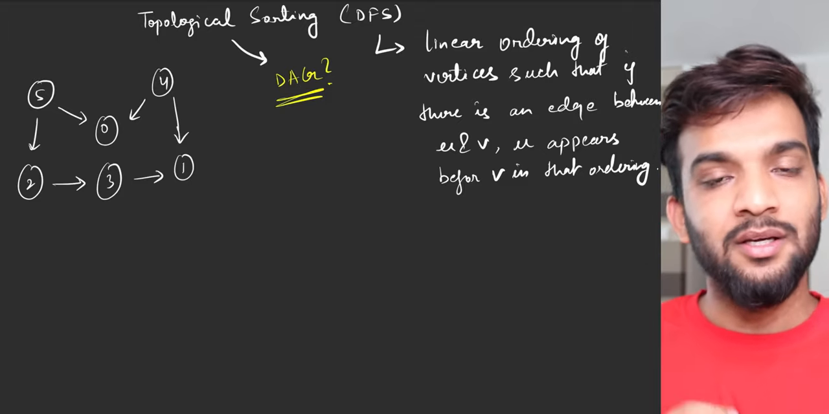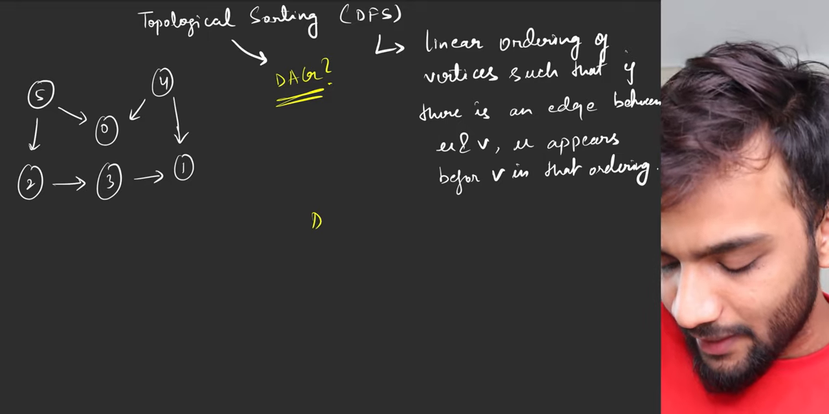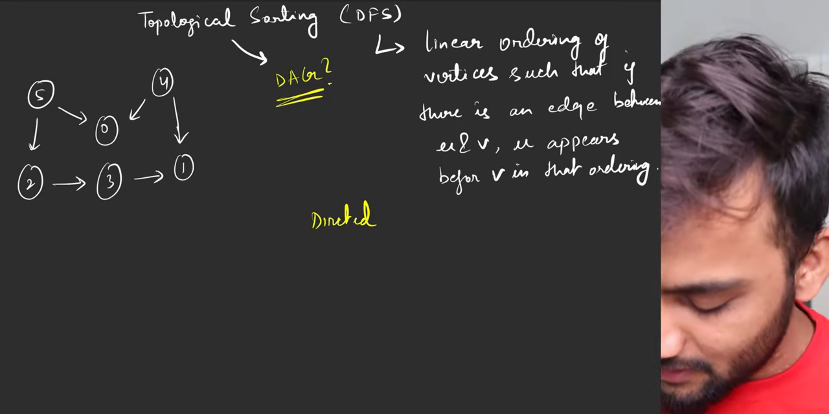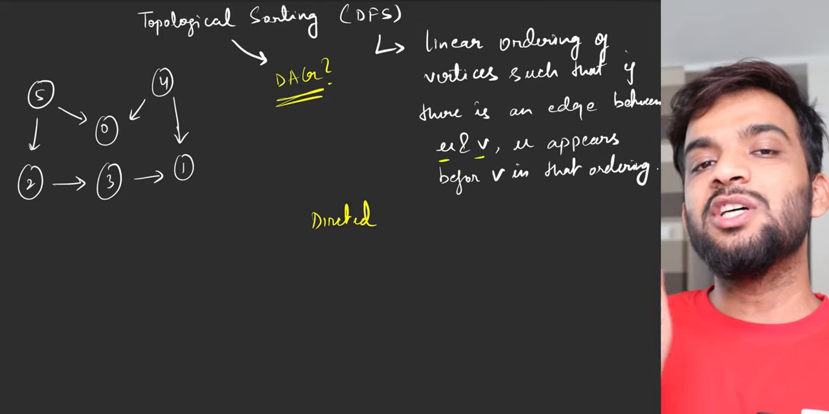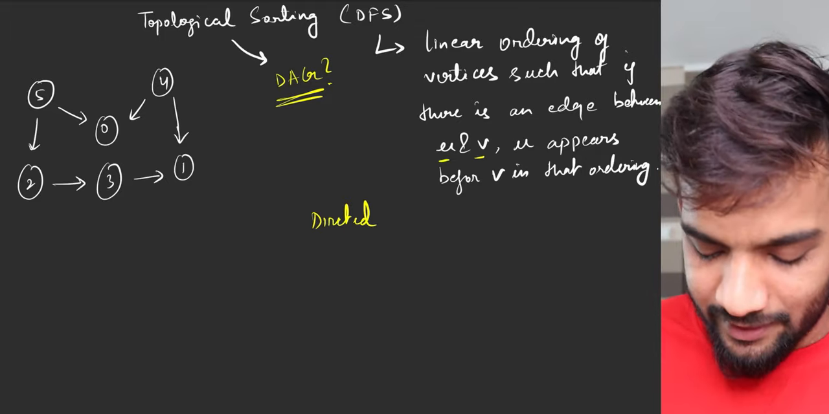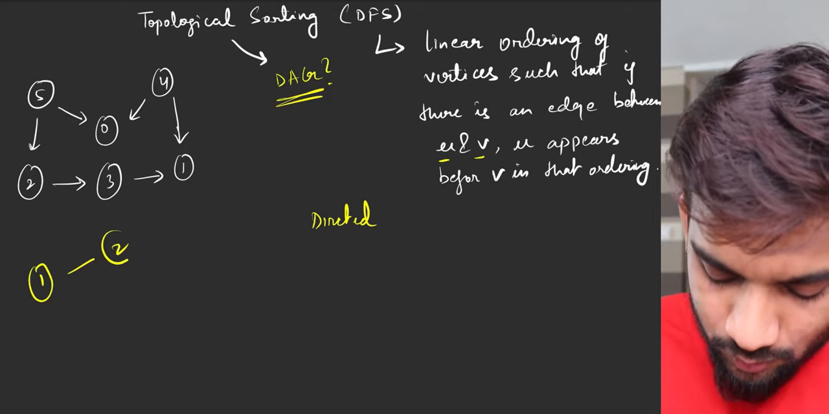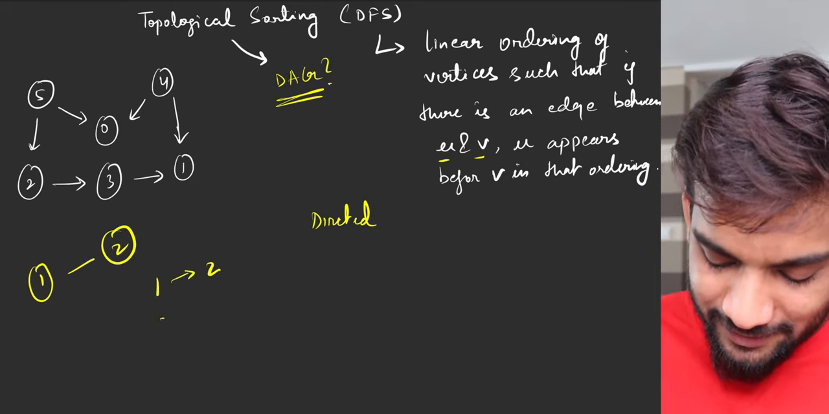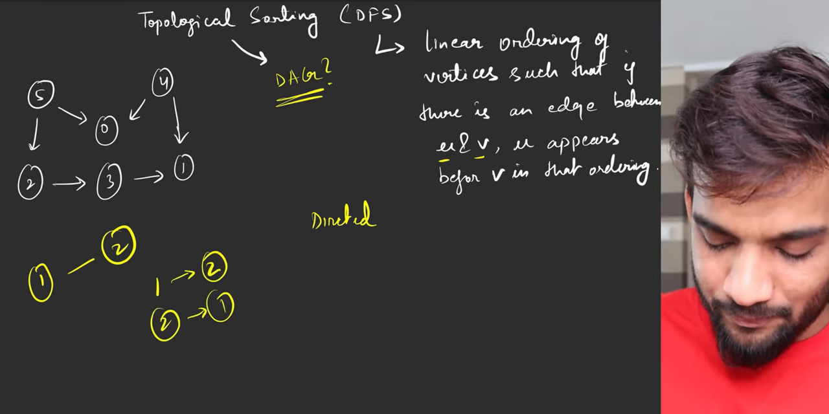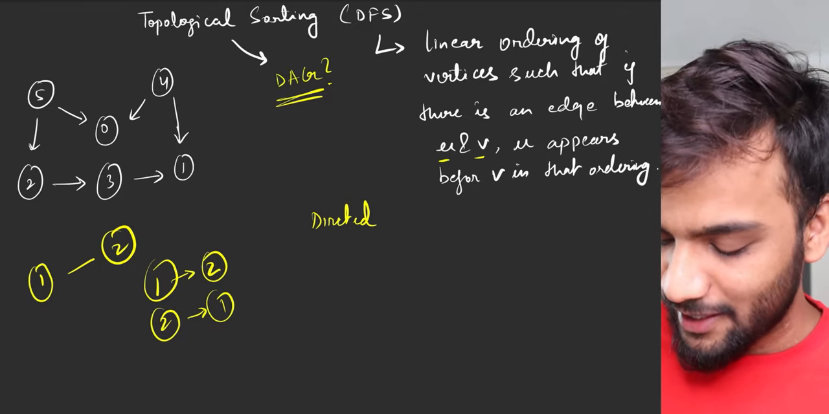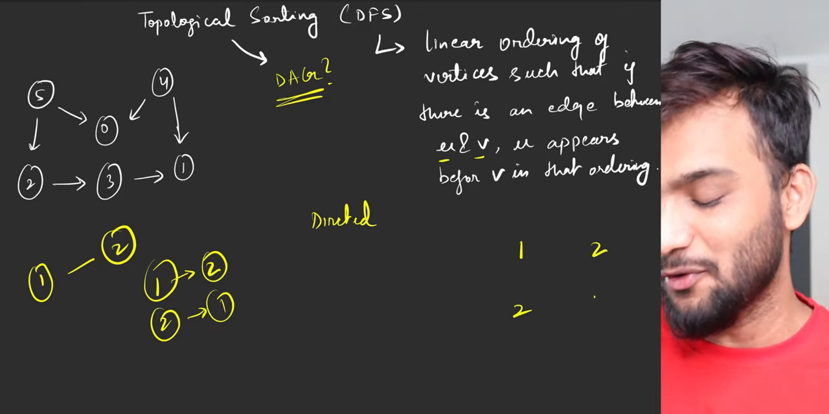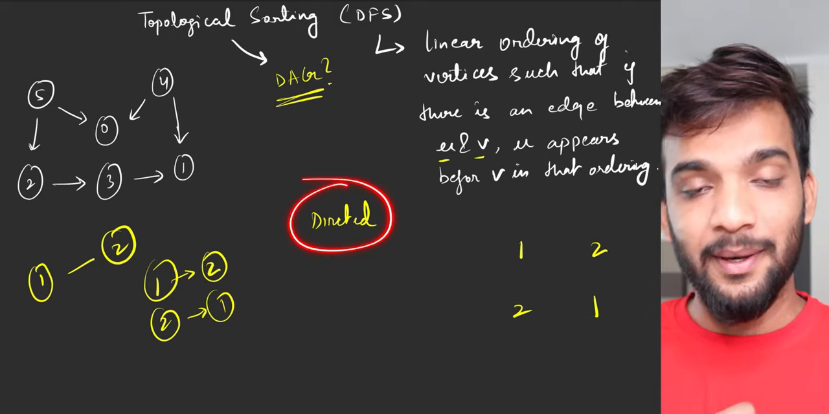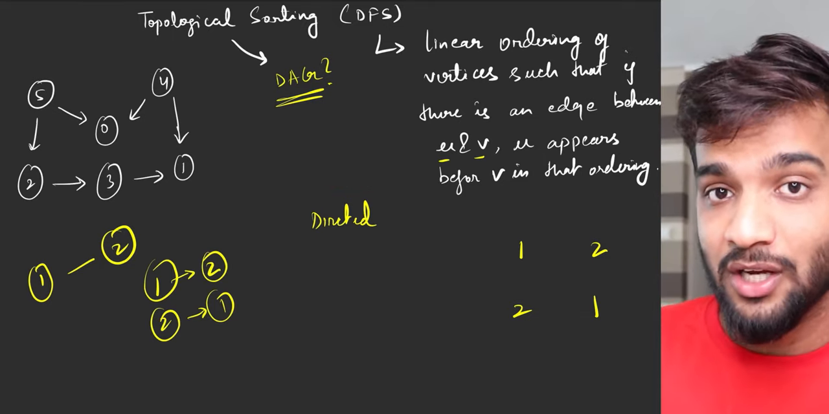graph? So first, let's understand why in directed graph. What does the definition state? If there is an edge between U and V, U appears before V. So if you take an undirected graph and you say that there is an edge between 1 and 2, it actually means there is an edge between 1 to 2 and there's an edge between 2 to 1. So how can you write an ordering such that 1 is before 2 and 2 is also before 1? That is not practically possible. Thereby the directed graphs are only possible.